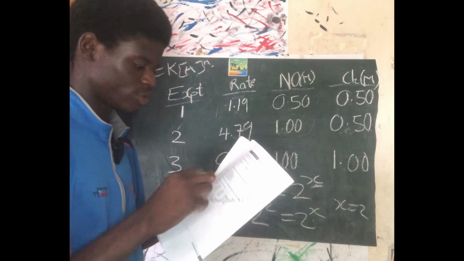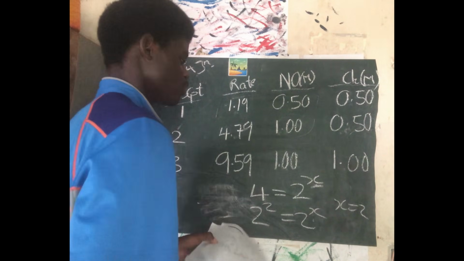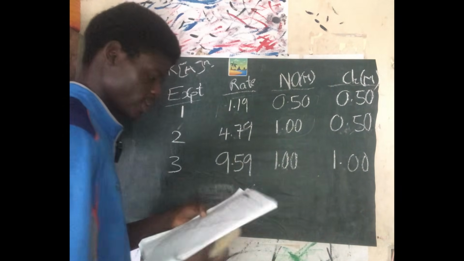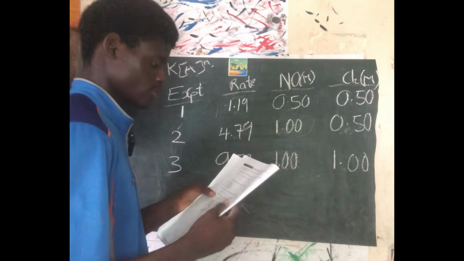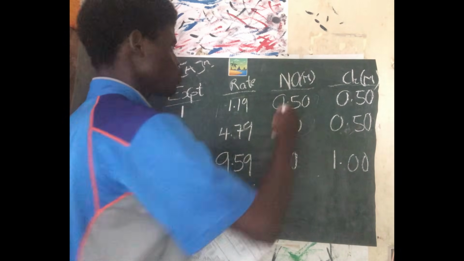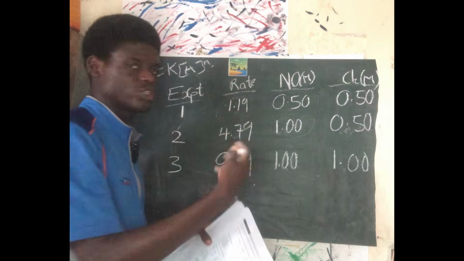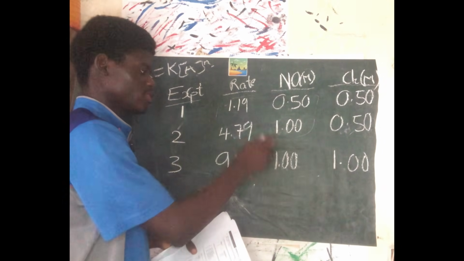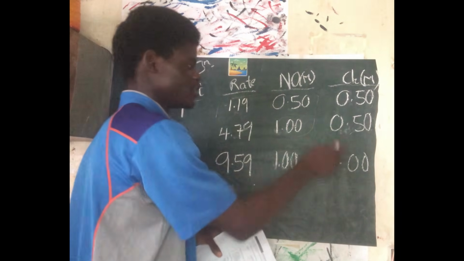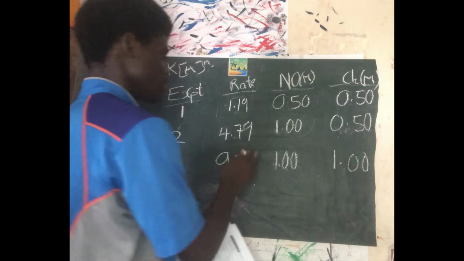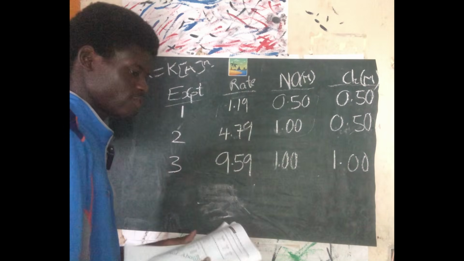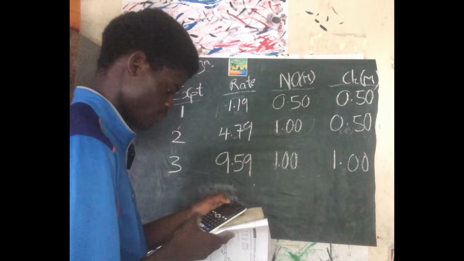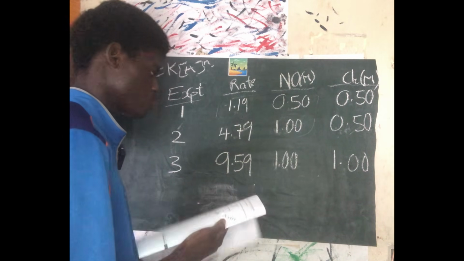And that's between option D and E. So let's find the order of reaction for Cl2. To find it, we will go to the experiments where the concentration of NO is constant, and that's experiments 2 and 3. It is constant here and it is changing here. So we just use this one. That's 9.59 divided by 4.79, that's 2.